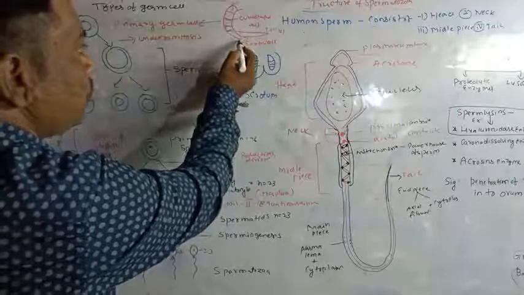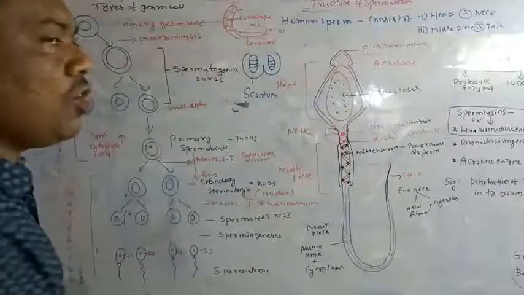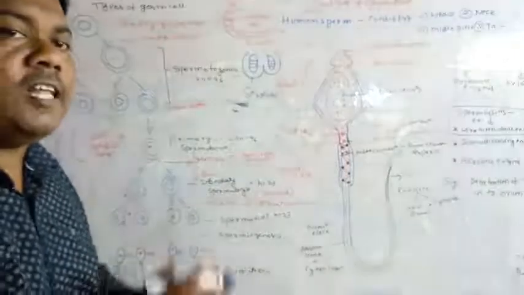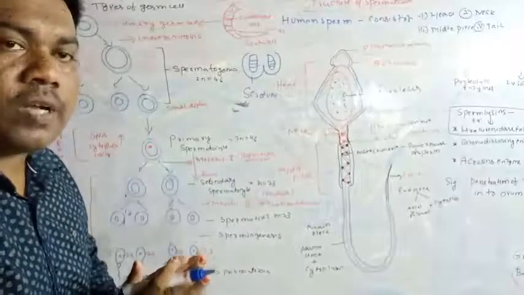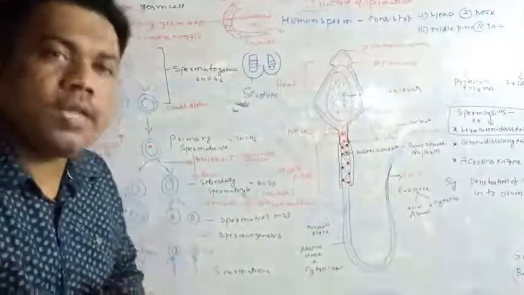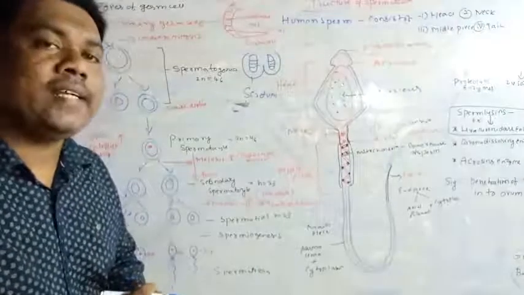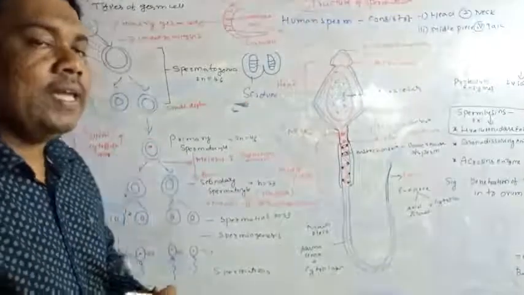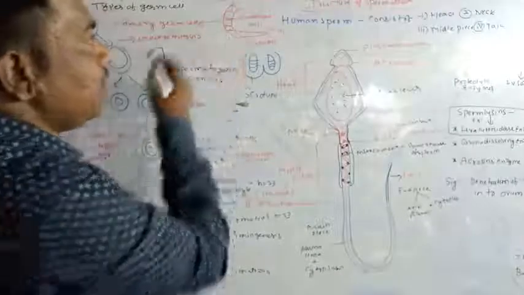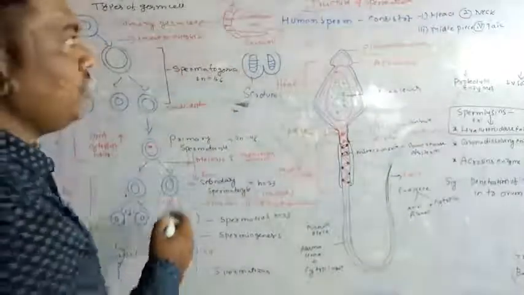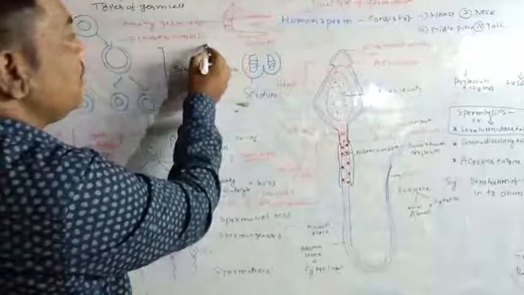This seminiferous tubule is lined by the germinal epithelium. What is the location of the seminiferous tubules? Seminiferous tubules are located in the testes. Okay, that seminiferous tubule is lined by the germinal epithelium.